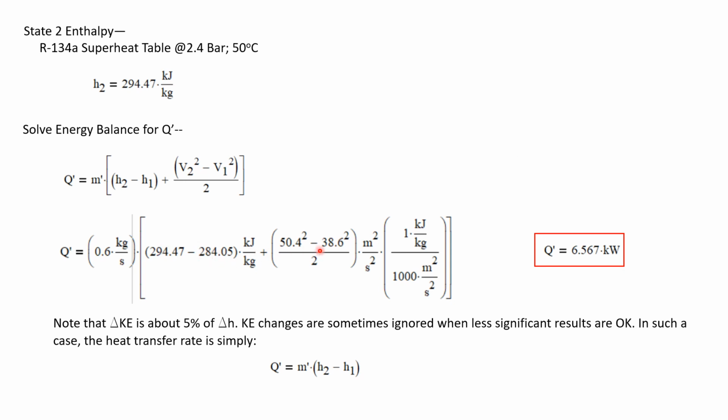Now, if I had calculated all these terms separately, I would have noticed that the kinetic energy change was only about 5% of the enthalpy change. And sometimes the change in kinetic energy, even when we have actual velocities, is so small that it becomes insignificant, and sometimes it just isn't worth including in our calculations. In that case, the heat transfer rate would have simply become the mass flow rate times H2 minus H1. Now here, 5% is not completely insignificant, and in the case of 5%, I would have included it, such as we did here. But in other problems, sometimes it's less than 1%, and in those cases, I tend to just ignore the changes in kinetic energy.